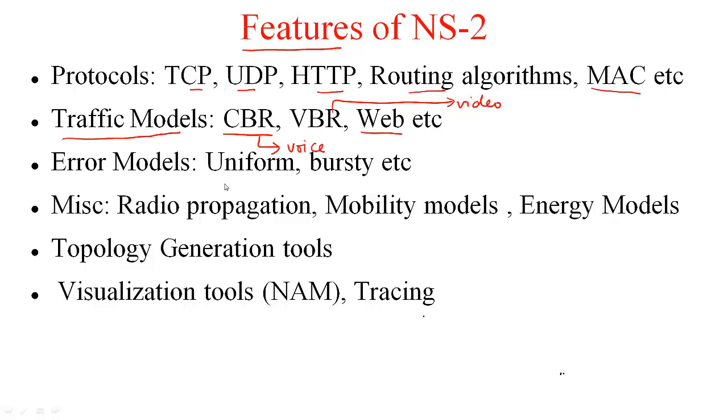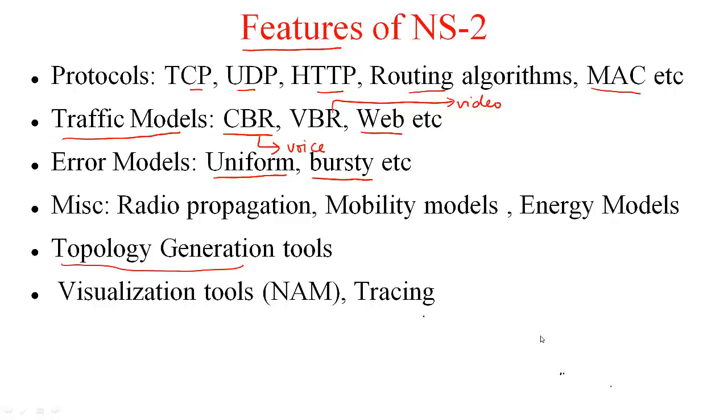It provides different error models. For example, you can introduce uniform errors, you can use bursty errors, and so on. It also helps you model physical layer aspects like radio propagation, taking into account the distance and the speed of light, some mobility models, as well as energy models. Naturally, when you are experimenting with protocols in a networking setting, you want to create a network topology, X number of nodes connected in a certain fashion through certain links. So this is managed through topology generation. You have a lot of tools that help you create complex topologies as well.